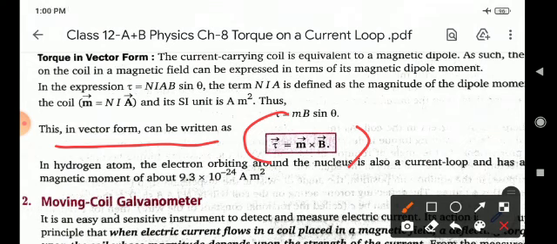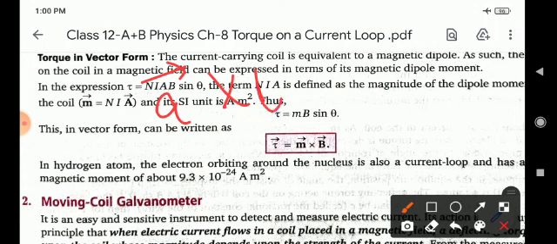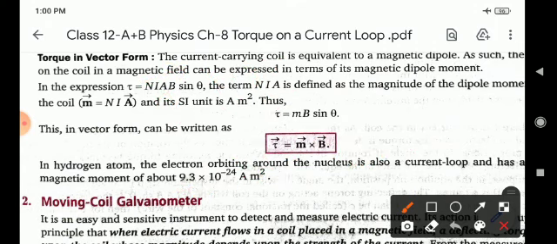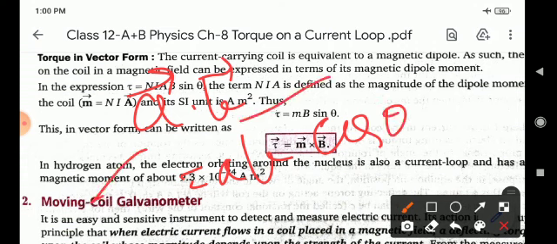Children, so it is the formula of cross product. We know the formula of the cross product, A vector cross B vector is equal to AB sin theta. If it is the dot product, then A vector dot B vector is equal to AB cos theta. A vector and B vector are in vector form, A and B are magnitudes, theta is the direction. Okay children?